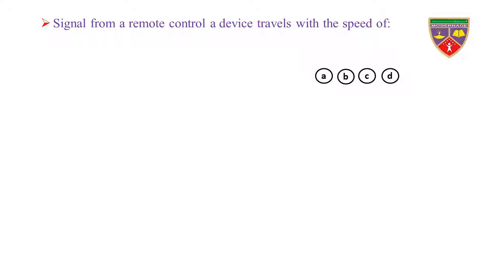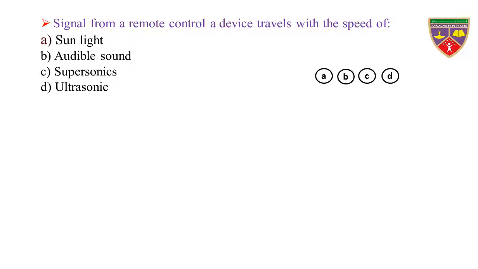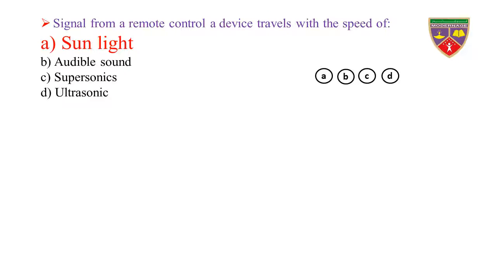Signal from a remote control device travels with speed of option A, sunlight, option B, audible sound, option C, supersonics, option D, ultrasonics. The key is sunlight. Therefore, the correct option is A.